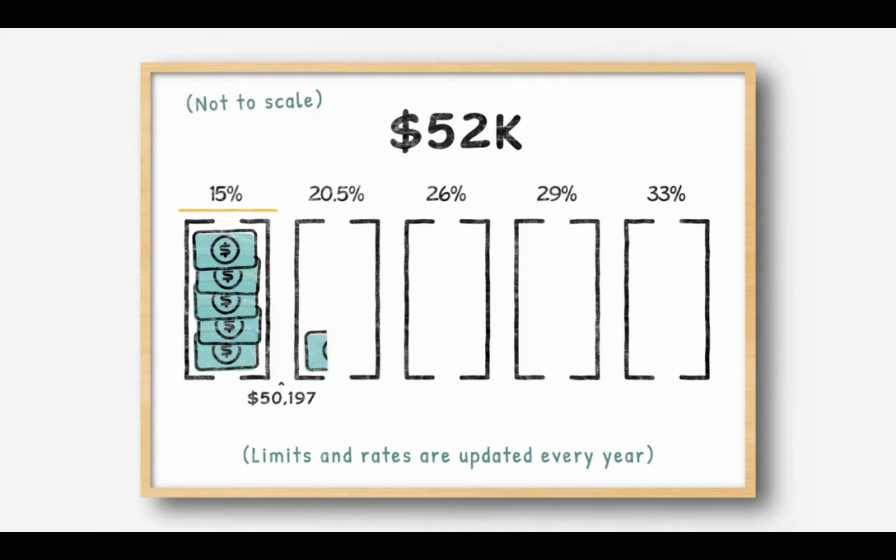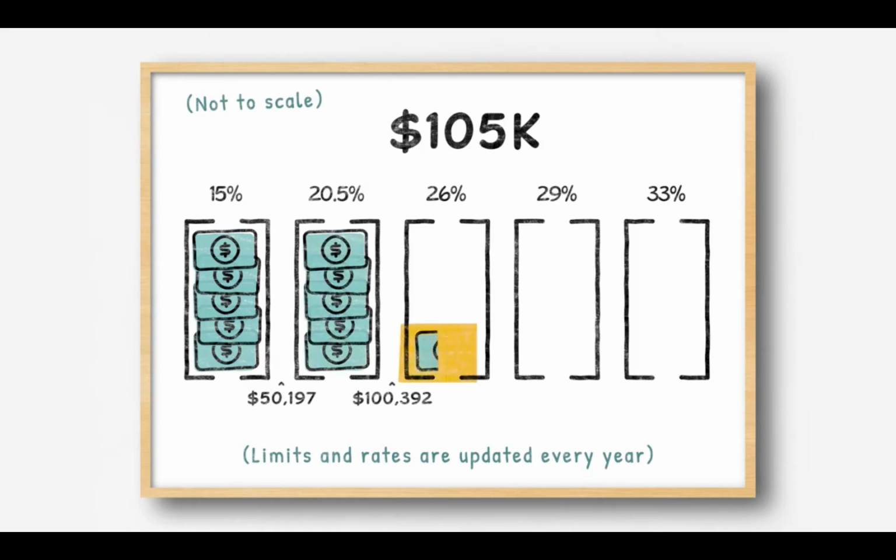The first $50,197 you made will still be taxed at 15%. This applies to all the higher tax brackets too. If you get a big raise and now earn $105,000, only $4,608 of that income is taxed at 26%. The first $50,197 you made is still taxed at 15%, and the next $50,195 after that is taxed at 20.5%.